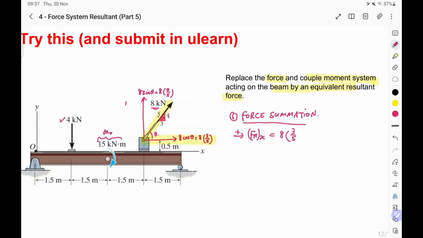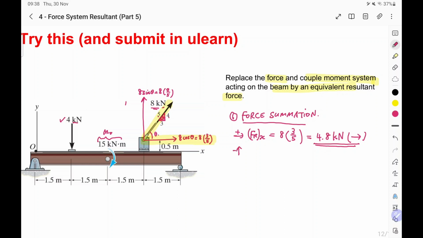Ada lagi tak benda yang in x direction? Tak ada. So basically ini adalah the resultant force in the x direction, ataupun bila you tekan calculator you will get a value of 4.8 kilonewton. Betul ke kilonewton? Yes, kilonewton, sebab unit dia dalam kilonewton. Since this magnitude is positive, it means that the direction of this resultant force adalah ke kanan. So you dah dapat the resultant force in the x direction, and then you move on pergi dekat y direction pula.